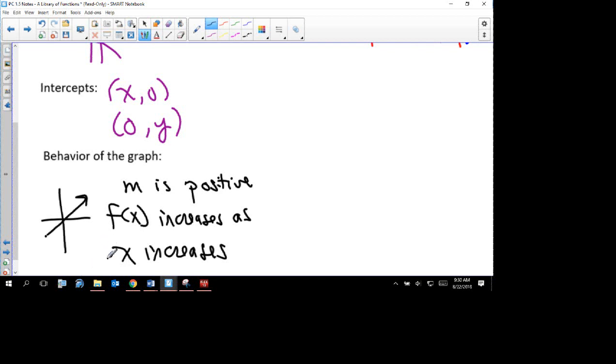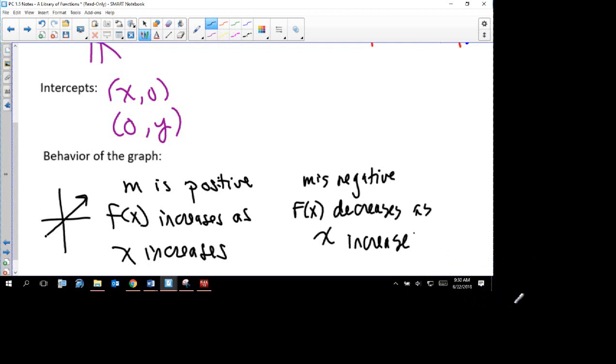And then if m is negative, f of x decreases as x increases. And we're going to study that later in this class, so I'm not going to really focus on that right now. On most of those questions, I'm just going to keep skipping them. It won't be in your assignment yet.